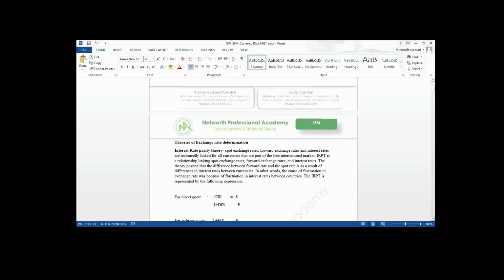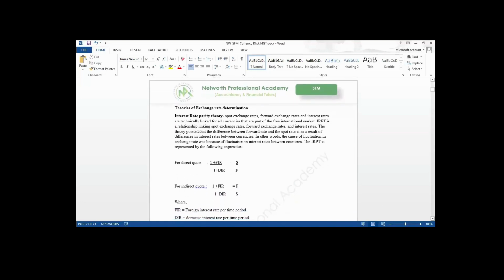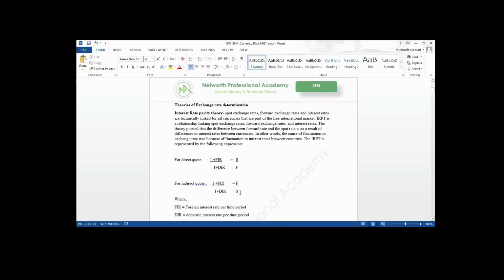If you are trying to forecast, you can use this equation. For direct quote, look at the equation. We are going to define the variables. For indirect quote, there's going to be a slight change: X will move down, F will move up.